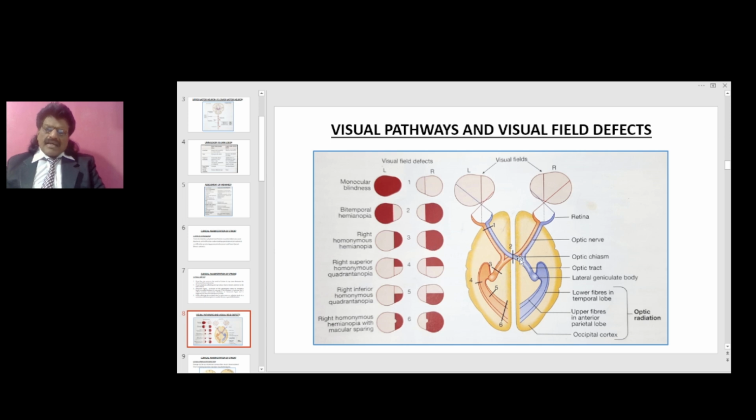Whereas in optic chiasm it is heteronymous. That means one side and here also the opposite side. So this is known as bitemporal hemianopia. Here it is known as homonymous hemianopia. This is known as heteronymous hemianopia. This is known as homonymous hemianopia.